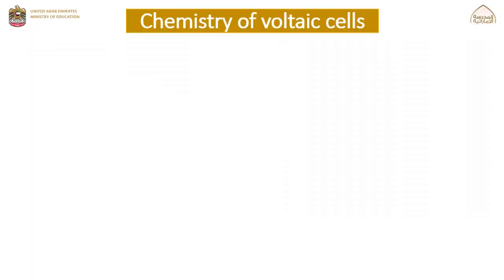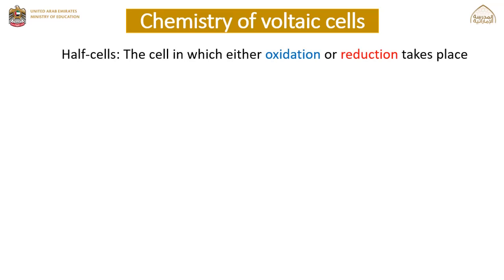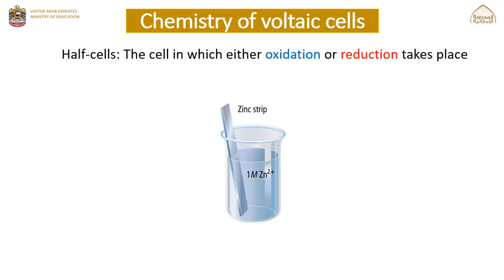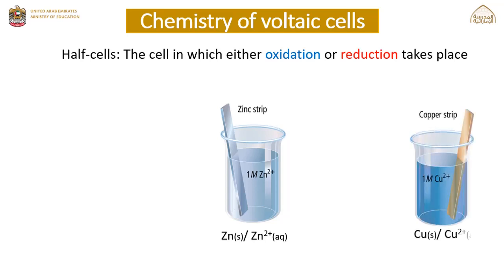Chemistry of voltaic cells. First of all, you have to understand half cells, the cell in which either oxidation or reduction takes place. We have used two half cells in voltaic cell. One is Zn in Zn2+ aqueous solution, as well as copper in Cu2+ aqueous solution.